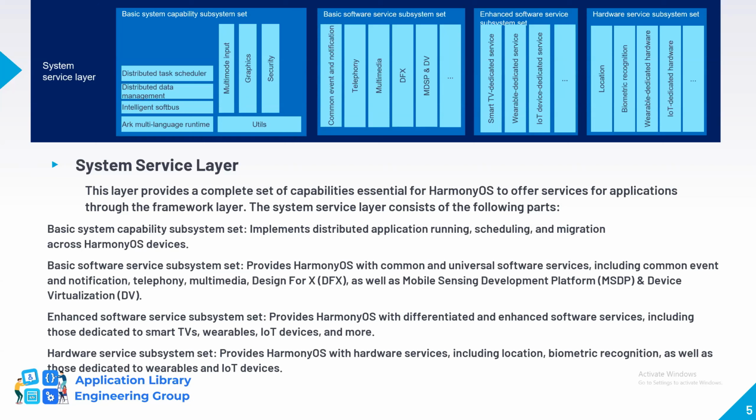The next and most important one for us is the hardware service subsystem. We can have any type of hardware, and this can always keep extending. So we have location, which is very important for us based on the chipset that is available. We have biometric recognition. When I talk about biometric recognition, we have two or three types of biometrics, like the fingerprint sensor. We can also talk about face recognition as another biometric recognition.